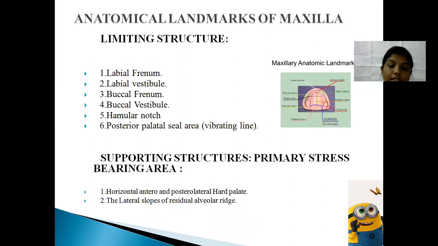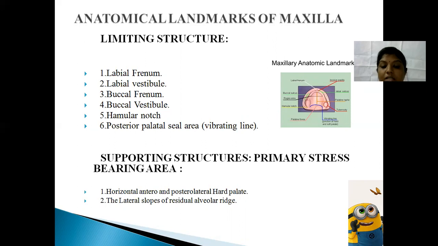It is broadly divided into three. We have the limiting structures, the supporting structures, and the relief areas. Limiting structures, as the name indicates, limit the extent of the denture. Under the limiting structures, we have the labial frenum, labial vestibule, buccal frenum, buccal vestibule, hamular notch, and the posterior palatal seal area. Supporting structures are broadly divided into two: the primary stress bearing area and the secondary stress bearing area. Supporting structures are those structures which are capable of bearing the stresses or bearing the load.